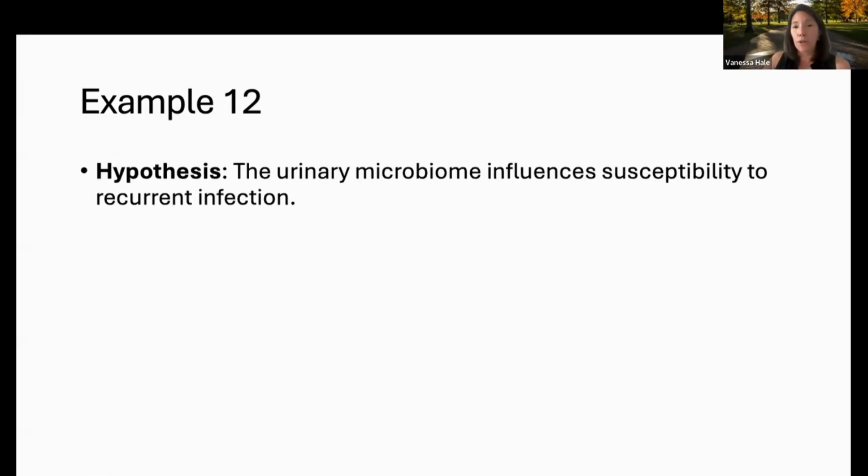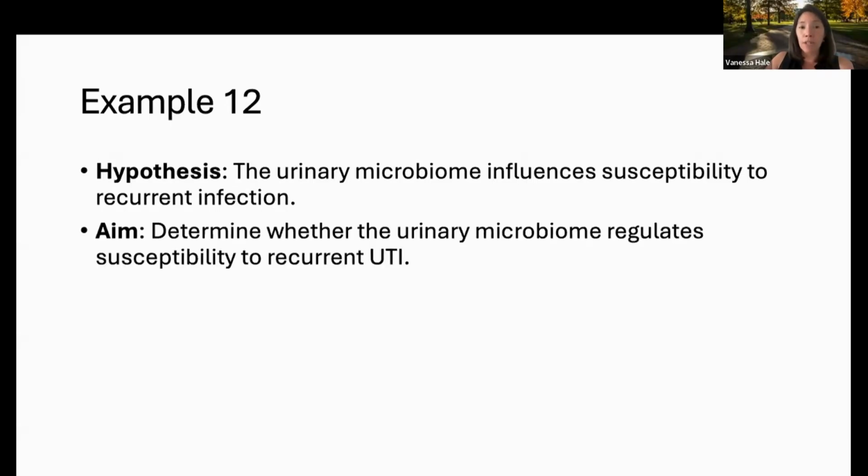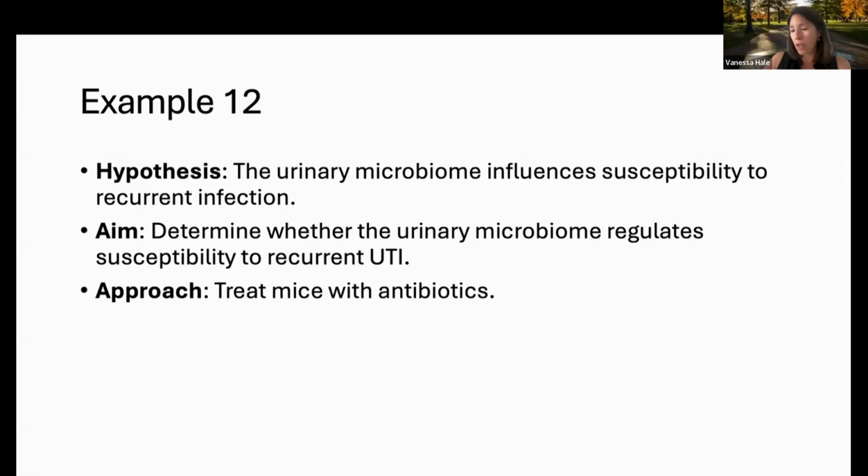Example 12, the urinary microbiome influences susceptibility to recurrent infection. And my aim is determine if the urinary microbiome regulates susceptibility to recurrent UTI. And I'm going to treat mice with antibiotics. What do you think, group 4?